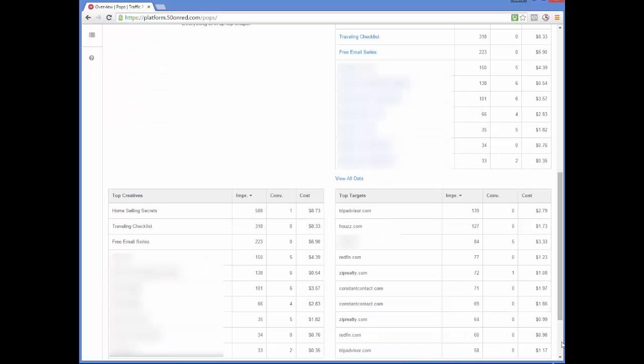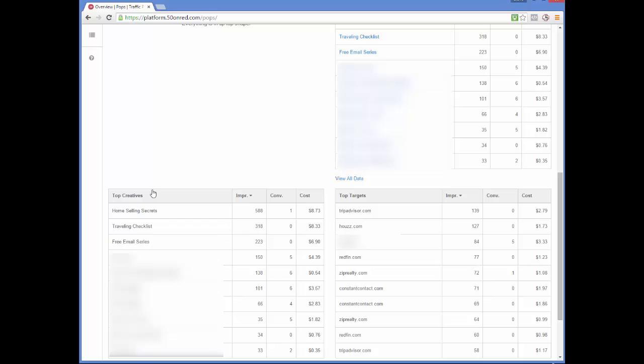A little further down the screen here, it does show your top targets. That's your URLs that you've entered into the system. So we can see how a number of them have gotten quite a few impressions, but no conversions. TripAdvisor, House, Redfin, Zip Realty did get 1 conversion.